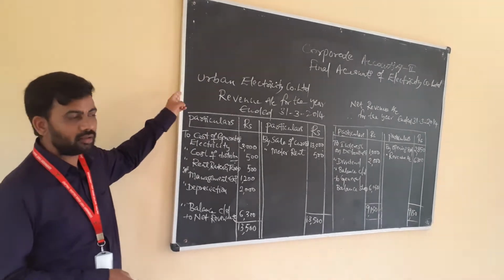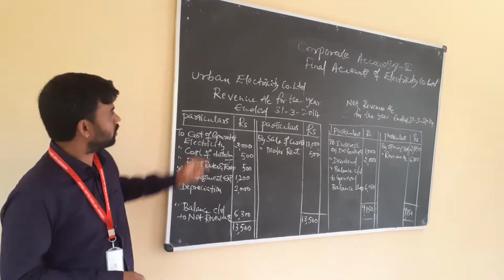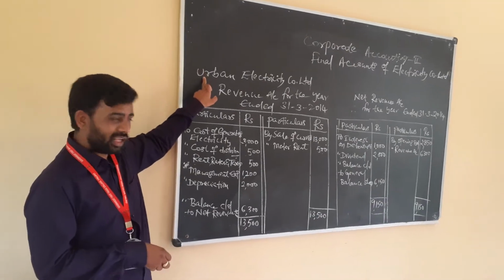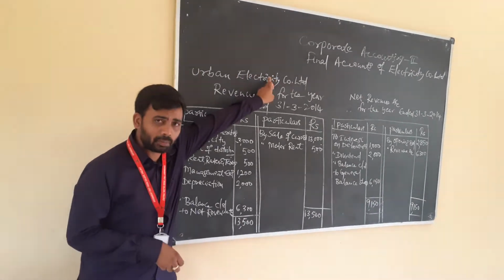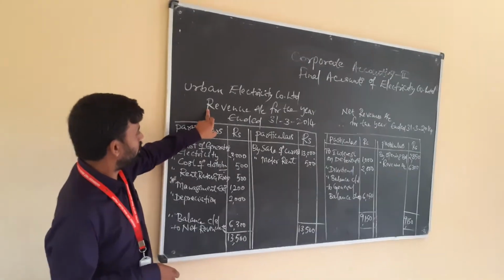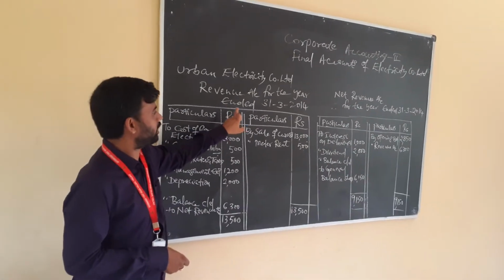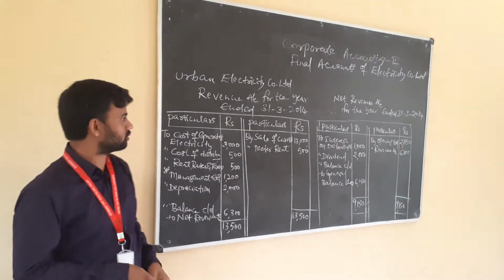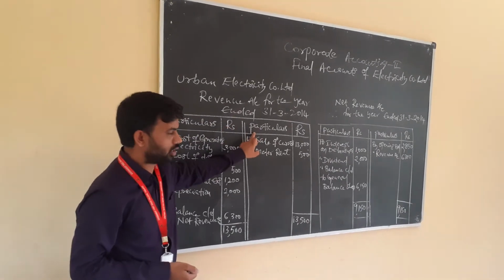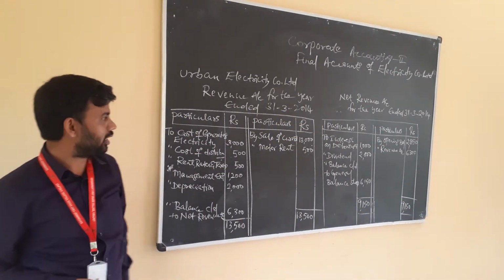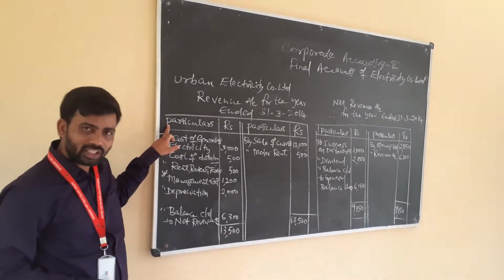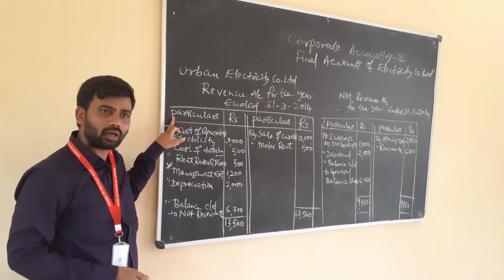Now, let's look at the revenue account. First, write down the company name, Urban Electricity Company Limited. Revenue account for the year ended 31st March 2014. Then make four columns: particulars, rupees, as per the ledger system. This particular account is prepared based on the nominal account rule.